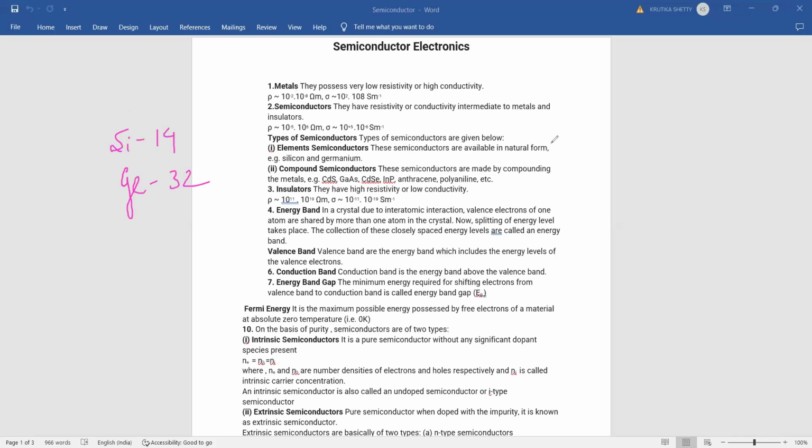Okay, very good. Next we have the second type, the compound semiconductors, students. What are compound semiconductors? These are semiconductors formed by compounding metals. Two or more metals are combined, which forms the compound semiconductors. Examples are cadmium sulfide, gallium arsenide, cadmium arsenide, and indium phosphide, right? Anthracene and polyaniline are also examples of compound semiconductors. In elemental semiconductors we have only two, but in compound semiconductors we have many examples.